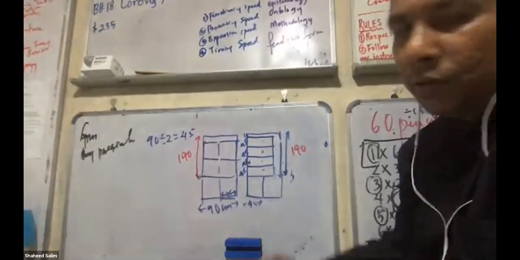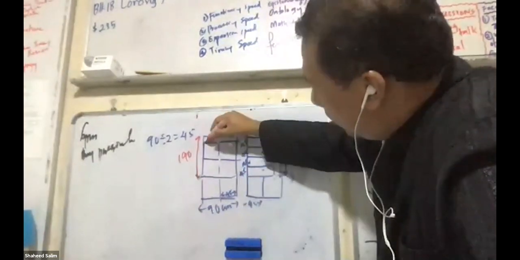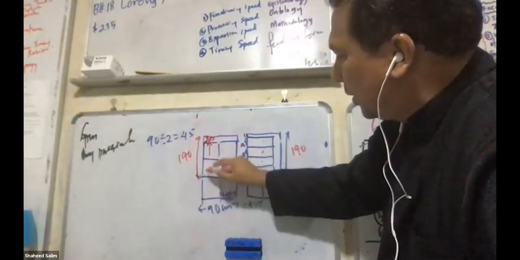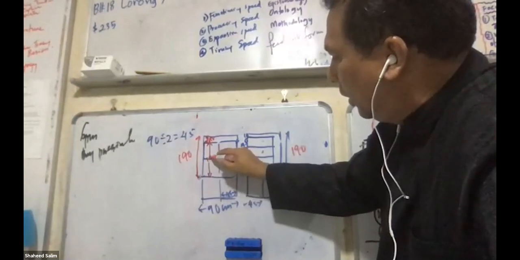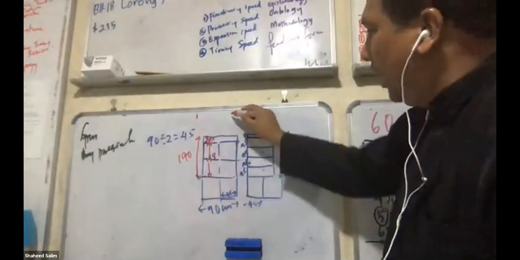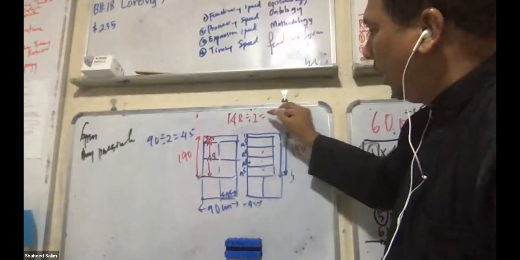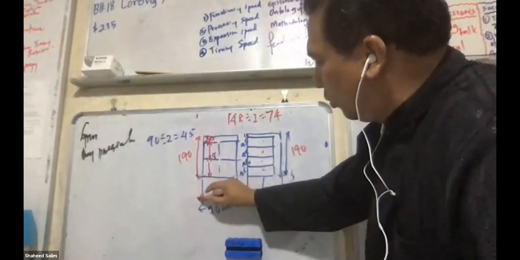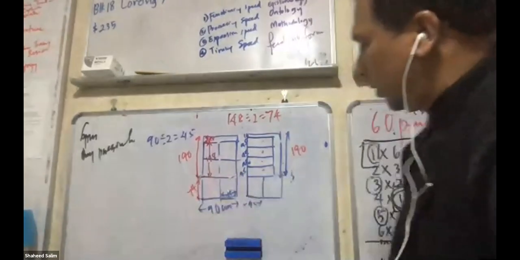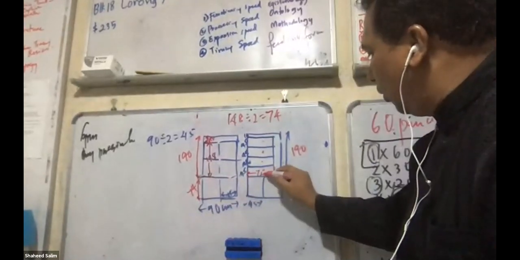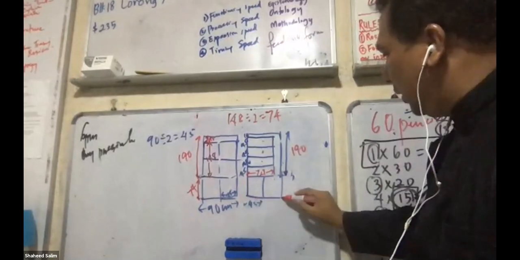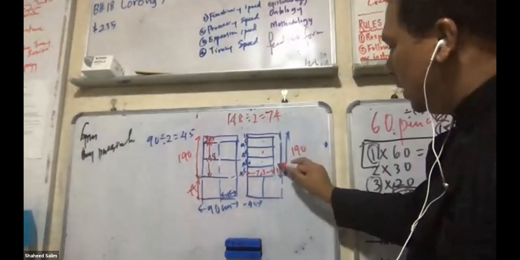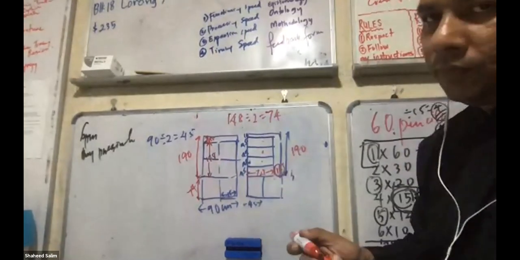Now they tell us that over here is 42. From here to here is 42. 190 minus 42, I get the balance. 148. 148 divided by 2, I get 74. The length is 74. From here to here is 74. From here to here is 90. 90 minus 74 gives me 16. So this is the answer for A, 16.